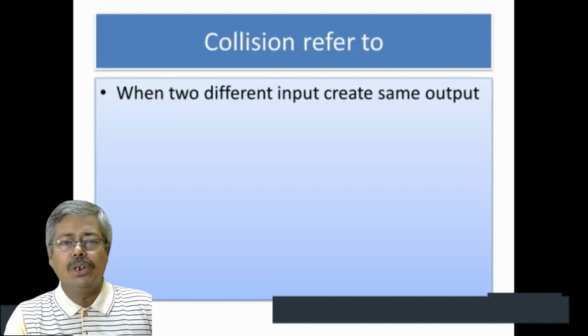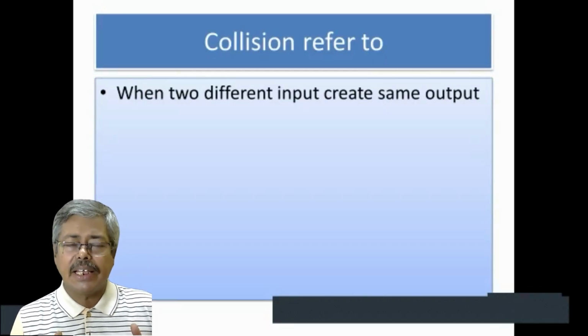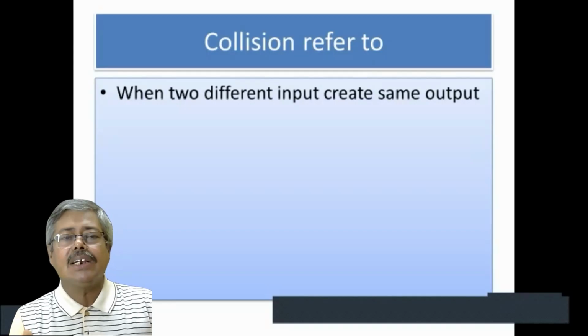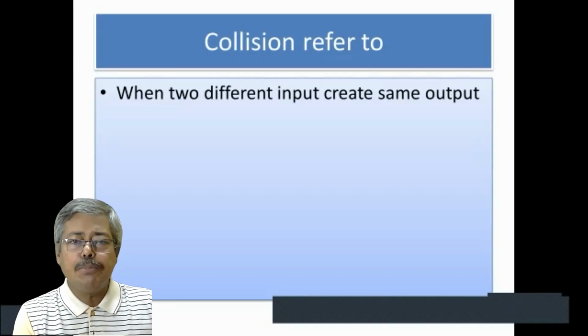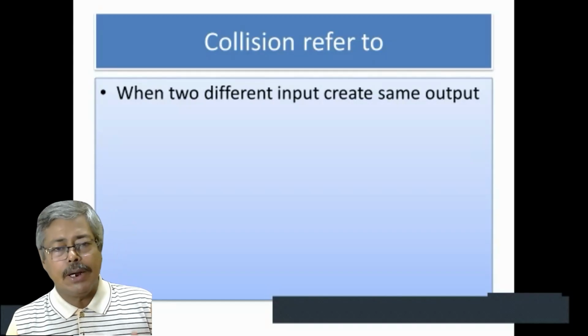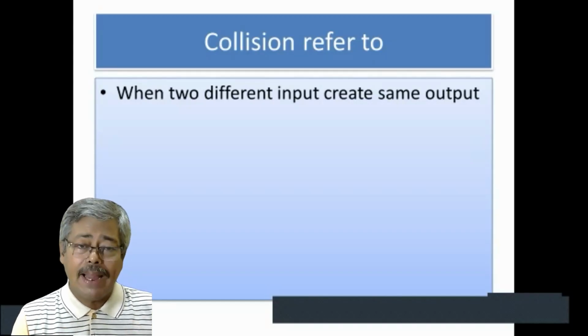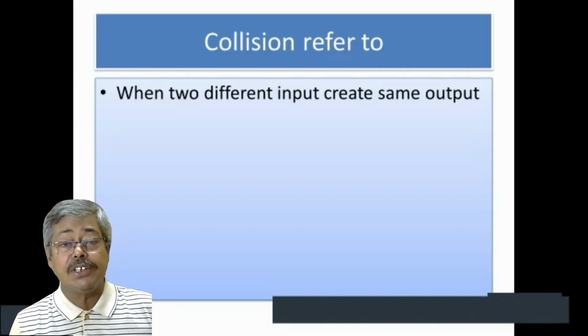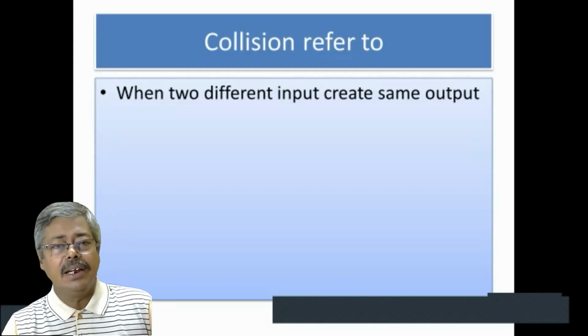Collision refers to when two different inputs create the same output, then collision has occurred. So the input values are different, of course, and the output values should be different. But when the output value of the two different inputs is equal, then collision has occurred.